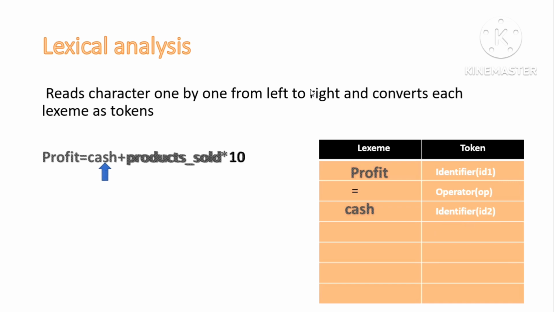Now when we move to the right, we can see a plus. Plus is called an operator, isn't it? So now plus is considered a lexeme. The corresponding token to that is called operator.